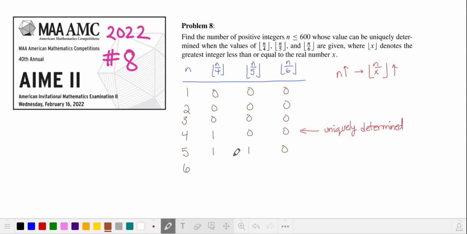When n equals 6, we have the floor of 1.5, which is 1, the floor of 6/5, which is 1, and here we go up to a floor of 1. And at n equals 5, we have uniquely determined floor functions. We see that our numbers are uniquely determined when one of our floor functions transitions from one integer to the next, and then it happens again where another floor function transitions from one integer to the next.